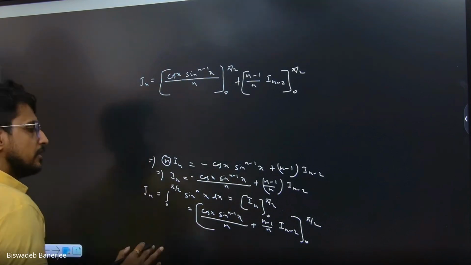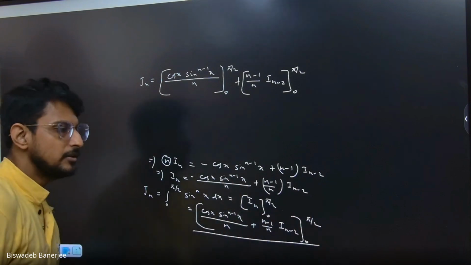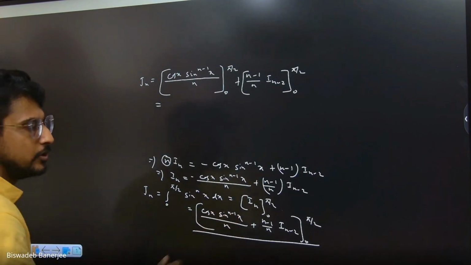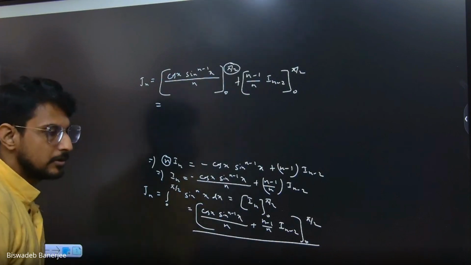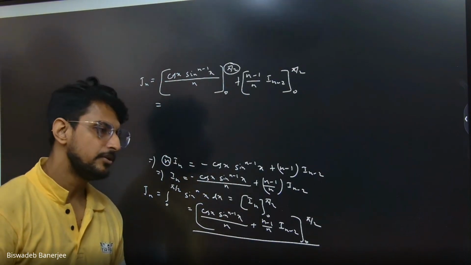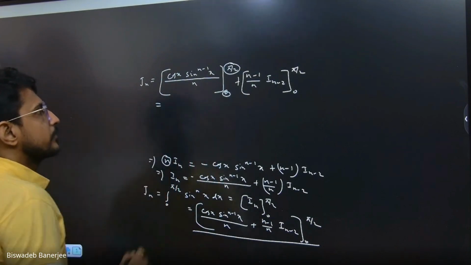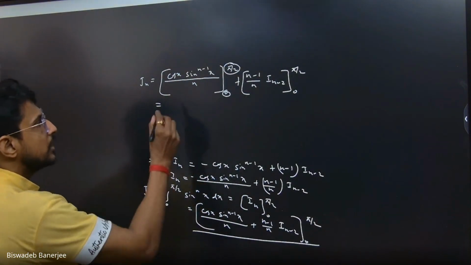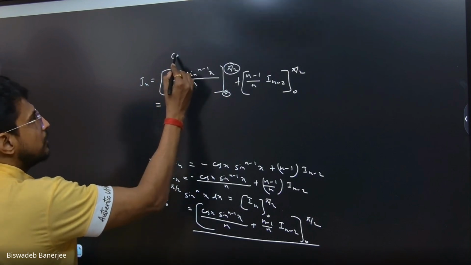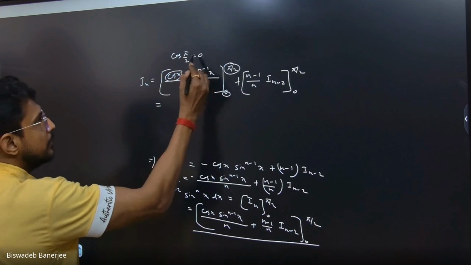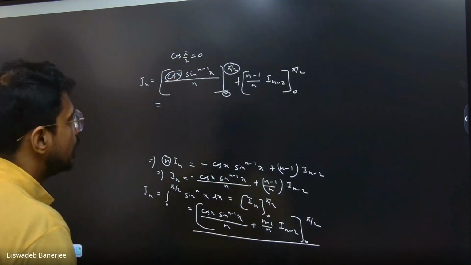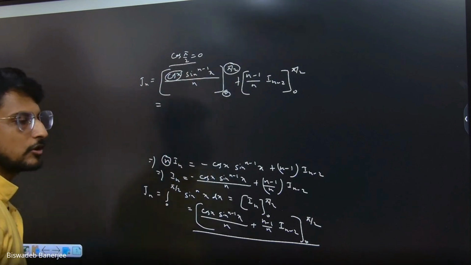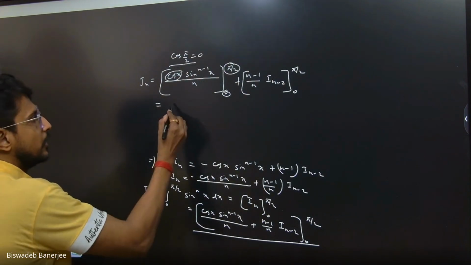Okay, so this is my Jn. We are putting the limit over In and we are getting Jn. Now, how to put the limit? We know at first put the upper limit, then put the lower limit. So at first I'm going to put the upper limit. What is the value of cos pi by 2? Cos pi by 2 is 0. Upper limit minus lower limit. If we put x equal to pi by 2 here, my cos pi by 2 is 0.